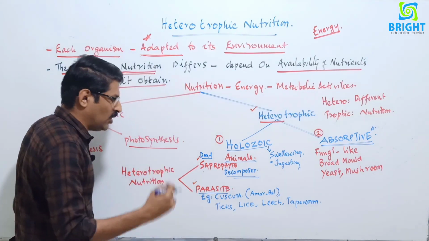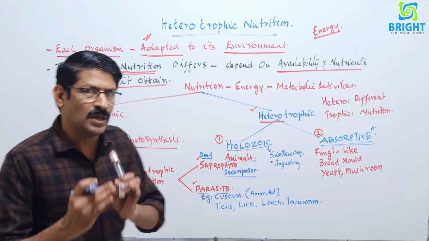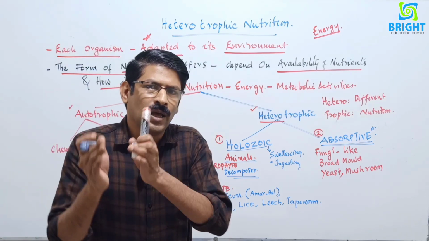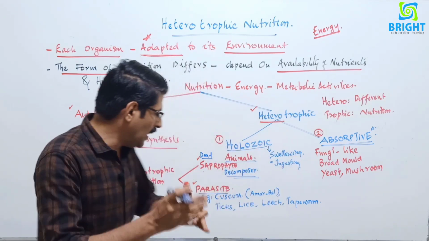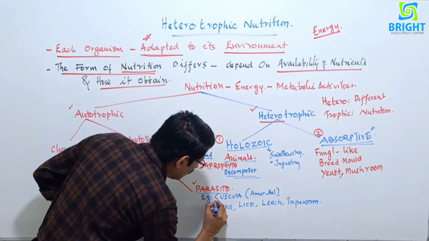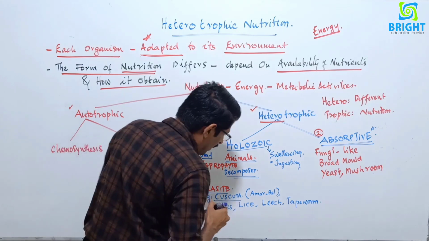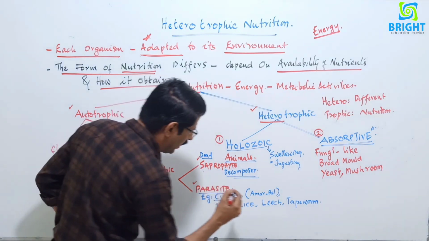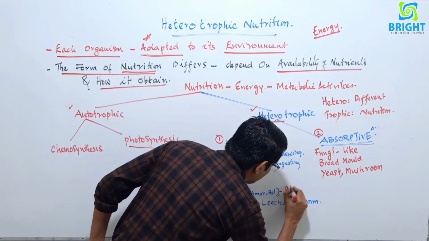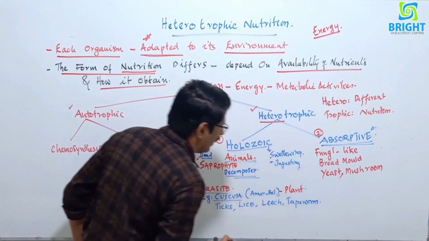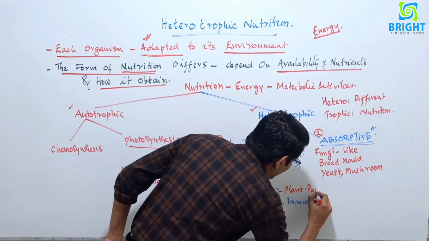And parasites, we know in the 9th standard we have studied in the chapter how do we fall ill. There are different parasitic organisms and they cause the diseases, and the parasites are Cuscuta. Cuscuta, the Hindi name of Cuscuta is Amar bel, and it is a plant. It is a plant parasite.